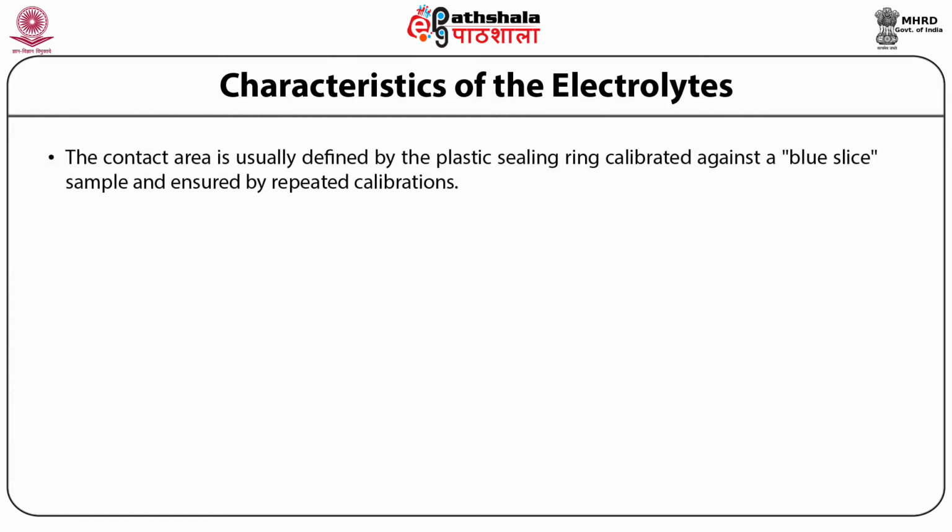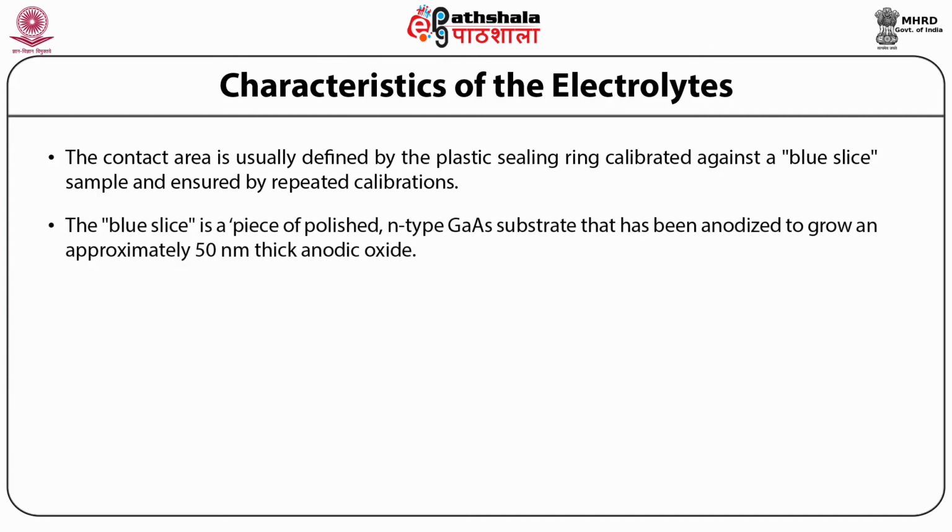The contact area is usually defined by the plastic sealing ring calibrated against a blue slice sample and assured by repeated calibration. The blue slice is a piece of polished N-type gallium arsenide substrate that has been anodized to grow an approximately 50 nanometer thick anodic oxide. This oxide is blue in color and thus gives the sample its name.